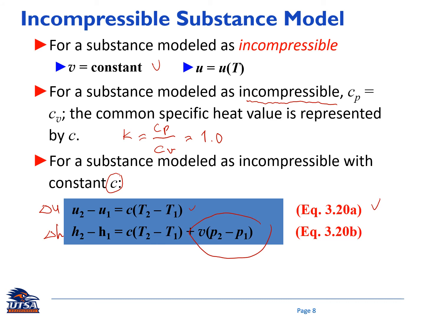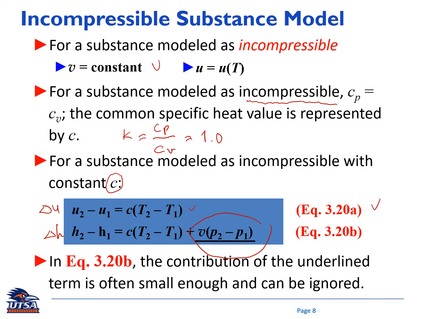In equation 3.20, usually the contribution of the second term, equation 3.20b, so v times delta P, is very small, and most of the time it is neglected. If you neglect the second term, setting it equal to 0, you see that delta u equals delta h. So this is for an incompressible substance.